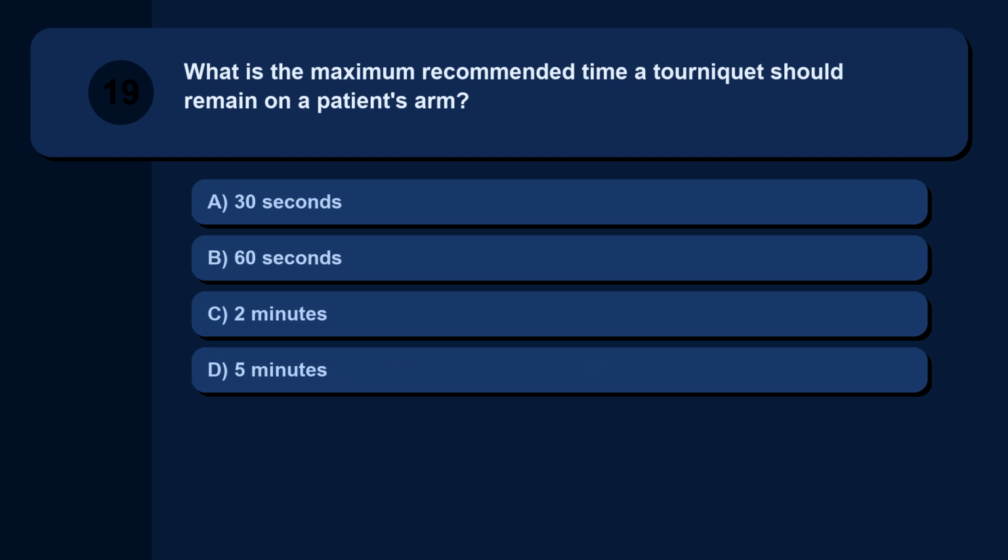Question 19. What is the maximum recommended time a tourniquet should remain on a patient's arm? 30 seconds. 60 seconds. 2 minutes. 5 minutes. Tourniquets should not remain on longer than 60 seconds to prevent hemoconcentration, nerve damage, and patient discomfort.